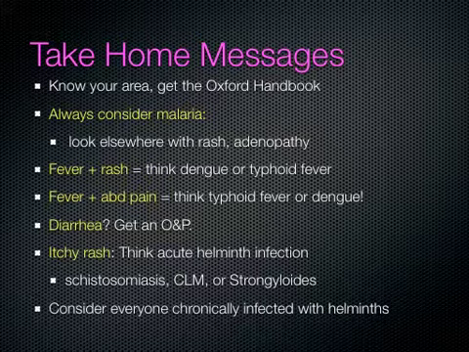How about fever and abdominal pain? You're going to think typhoid, then dengue, right? Typhoid, then dengue, because dengue can give you the GI distress. So fever and rash, dengue and typhoid, fever and abdominal pain, typhoid and dengue. If there's diarrhea, think if it's non-bloody or bloody, and maybe get an O&P, and then treat the bloody diarrhea appropriately. Itchy rash, acute helminths. Schistosomiasis, or these other ones that you're probably not going to see in anyone other than a traveler. But remember, everyone is chronically infected with helminths.